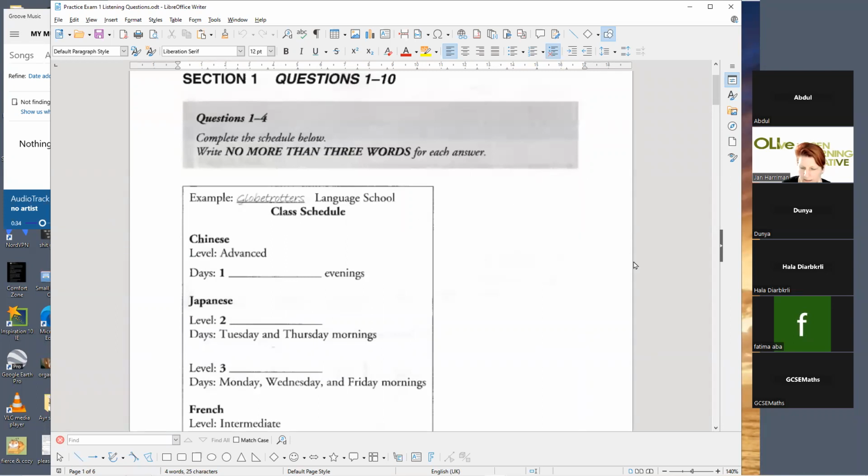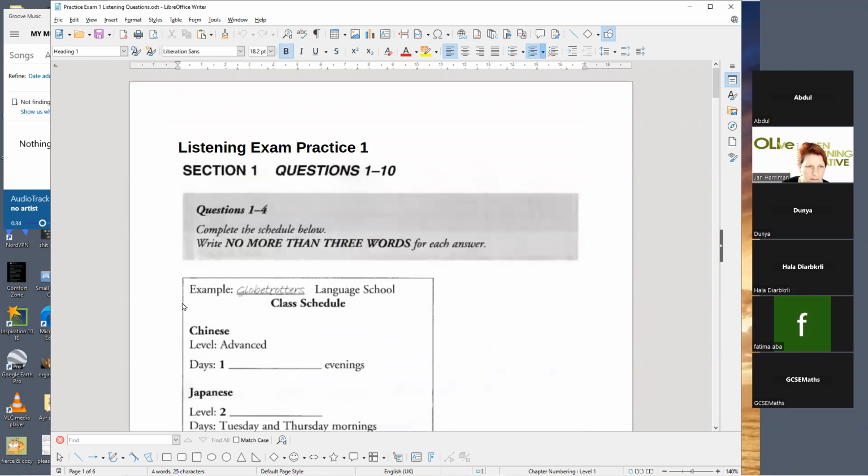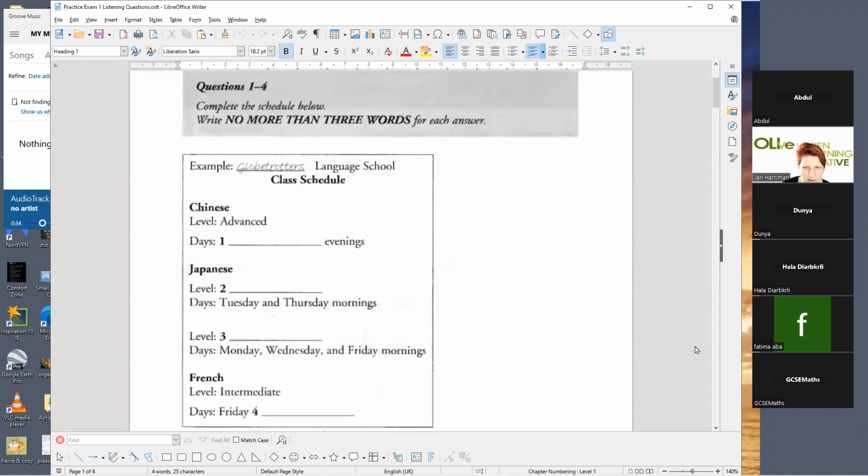I've got that blinking line. There. There we go. That's better. So we've got a timetable for a language school, right? Can everyone see that? So here's the words class schedule. Very good. So there we go. We know what we're looking at. So they have Chinese classes, they've got Japanese classes, and they've got French classes.